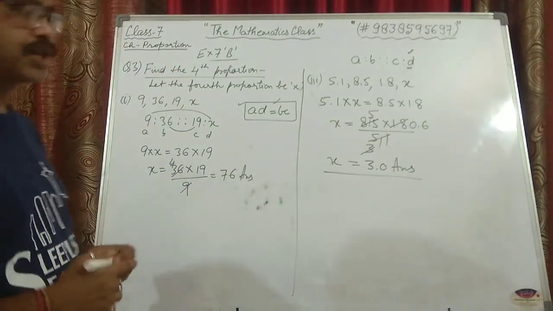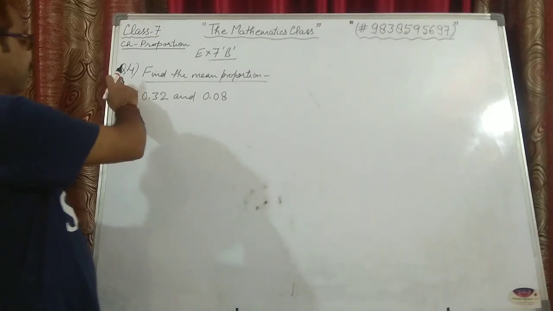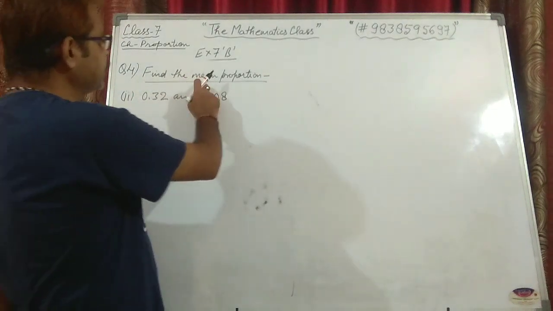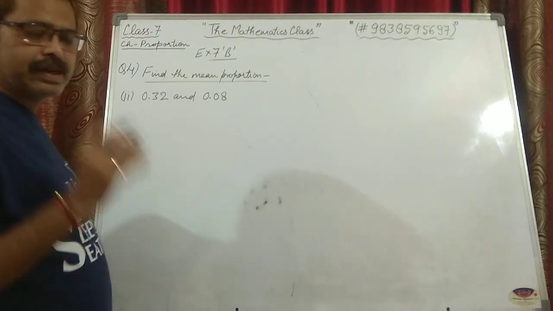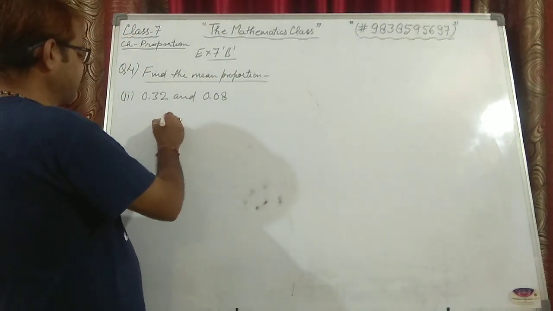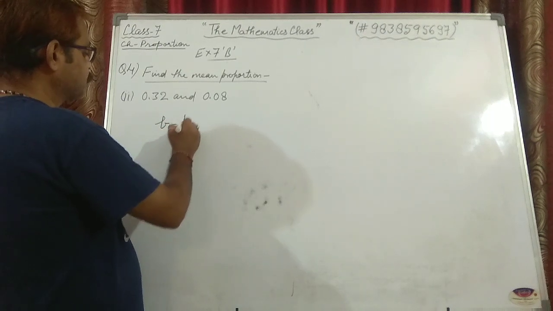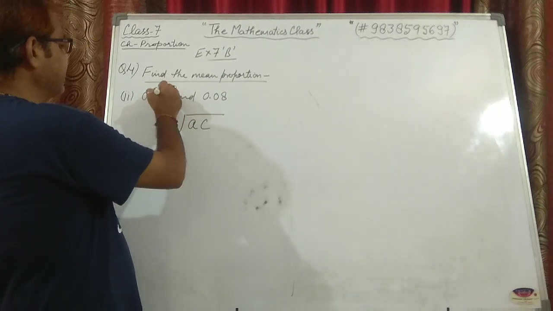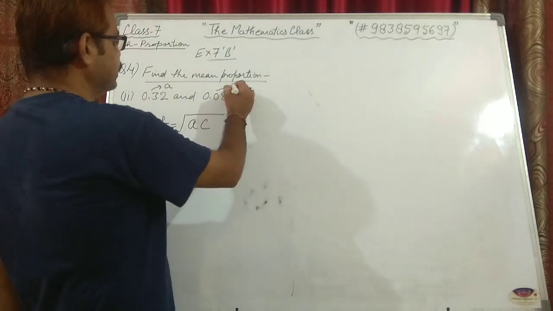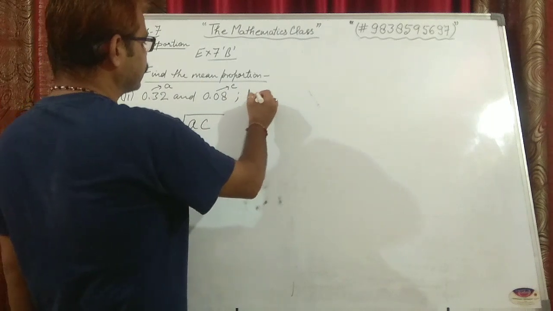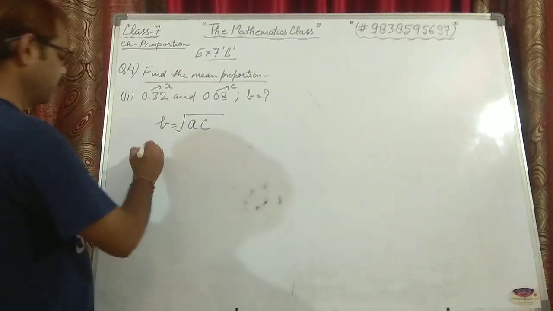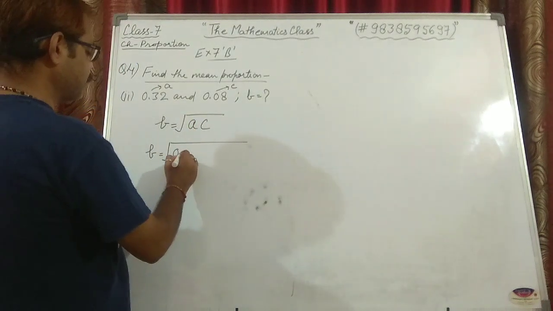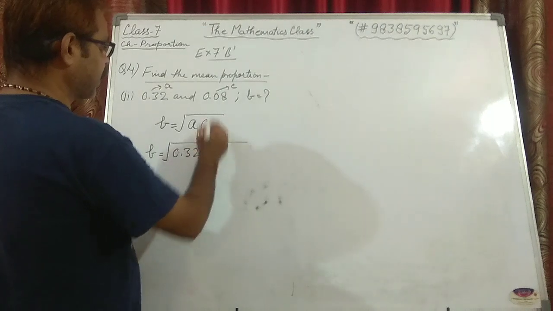Now we move on to question number 4. Question number 4, we have taken the second part and it reads: find the mean proportion of. We have just now studied that mean proportion B is equal to under root A and C. It means this is A given and this is C given and we have to find the value of B. So we know that B is equal to under root A, which is 0.32, multiplied by C, that is 0.08.